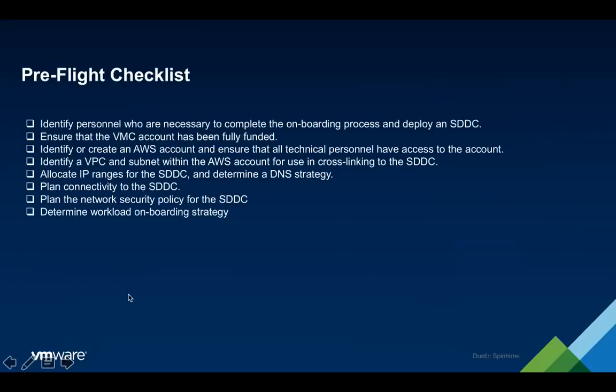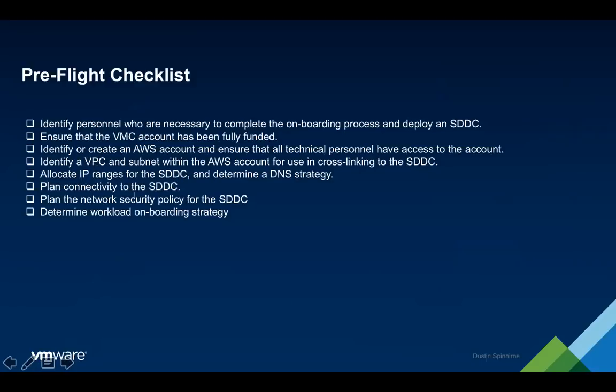So finally, preparing to onboard. Here's a pre-flight checklist. Basically it covers most of the things I've already talked about. So again, identifying the people required to activate the service, making sure we have funding, and making sure we have the Amazon account. Know ahead of time what VPC and subnet you're going to use for the cross-linking of your SDDCs. Make sure that you have IP ranges planned for use within the SDDC.